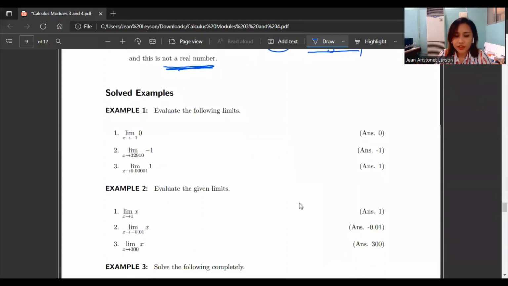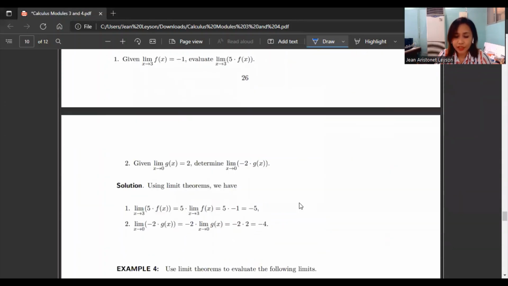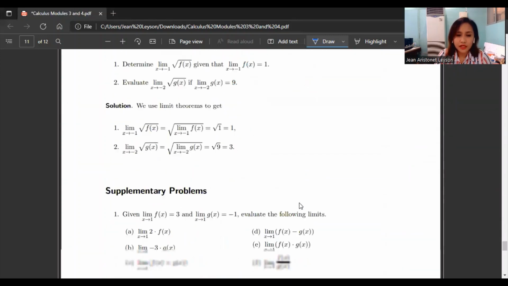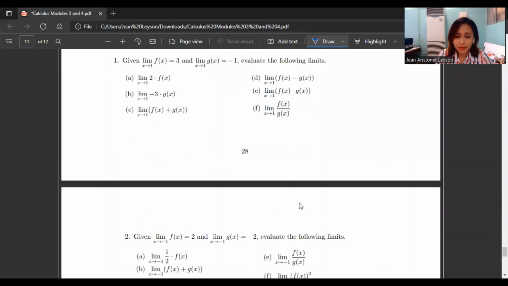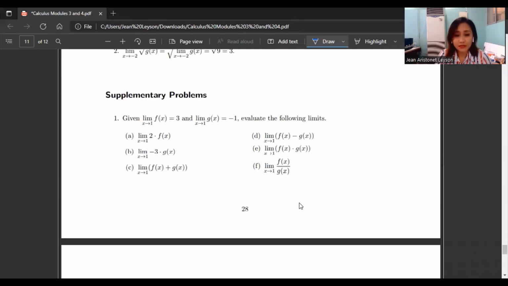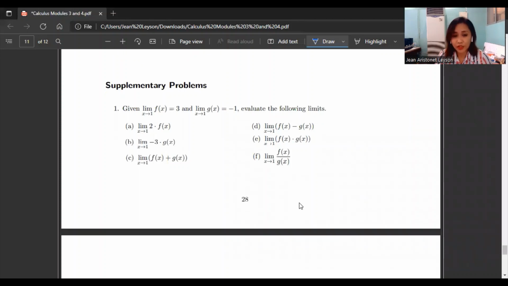So I have here solved examples. You can check these examples. And for the supplementary problems, I would be asking you to answer some of these items. I will just be giving the instruction in our group chat. Again, if you have questions or clarifications, feel free to ask. You can ask in the comment section below, or you can ask in our group chat, so that your questions will be entertained.